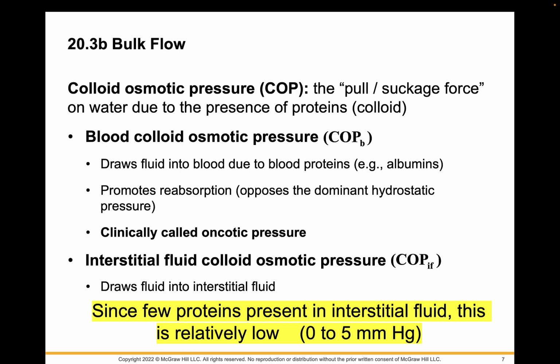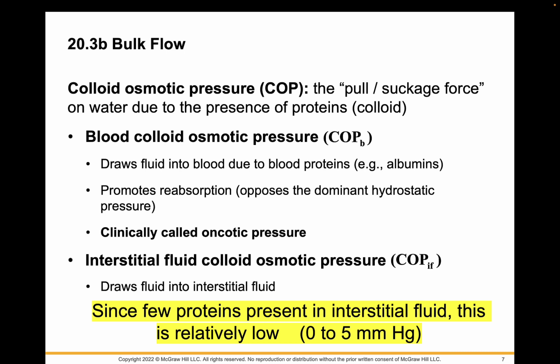Now, we're basically going to assume that this is constant. And the other thing that we have to remember here is it's due to the proteins that we have, and these proteins are actually produced by the liver. So once again, this is going to be the force that primarily opposes capillary hydrostatic pressure. So keep in mind, we're really looking at a tug of war.